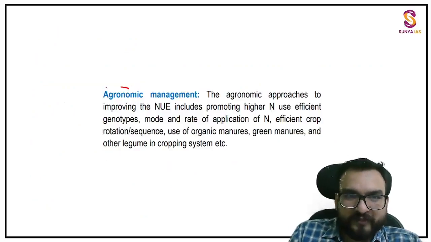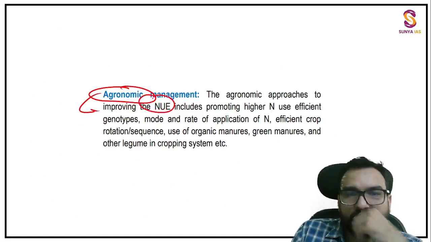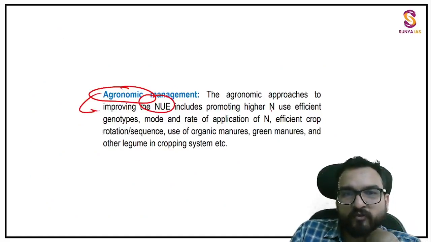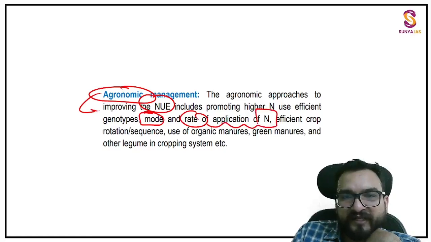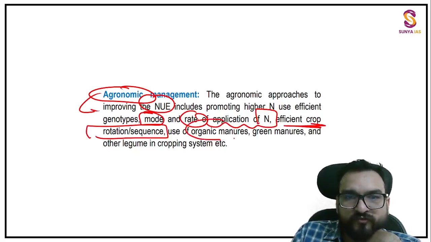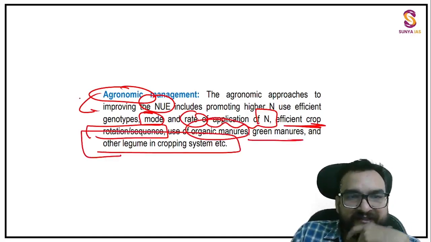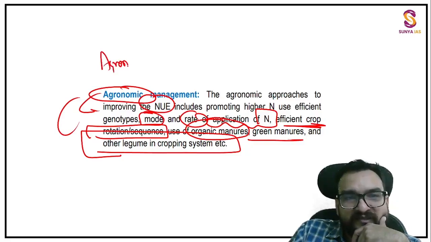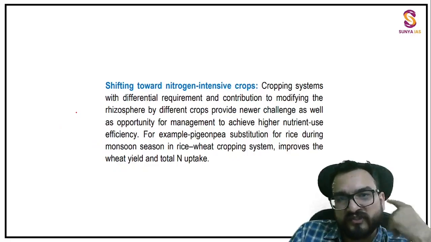As for agronomic management, what you can do to increase the nitrogen use efficiency is to consider the mode and rate of application of nitrogen. You can go for efficient crop rotation and sequence. Use organic manures, green manures, and other legumes. These are the agronomic practices you can go for in order to improve your nitrogen use efficiency.